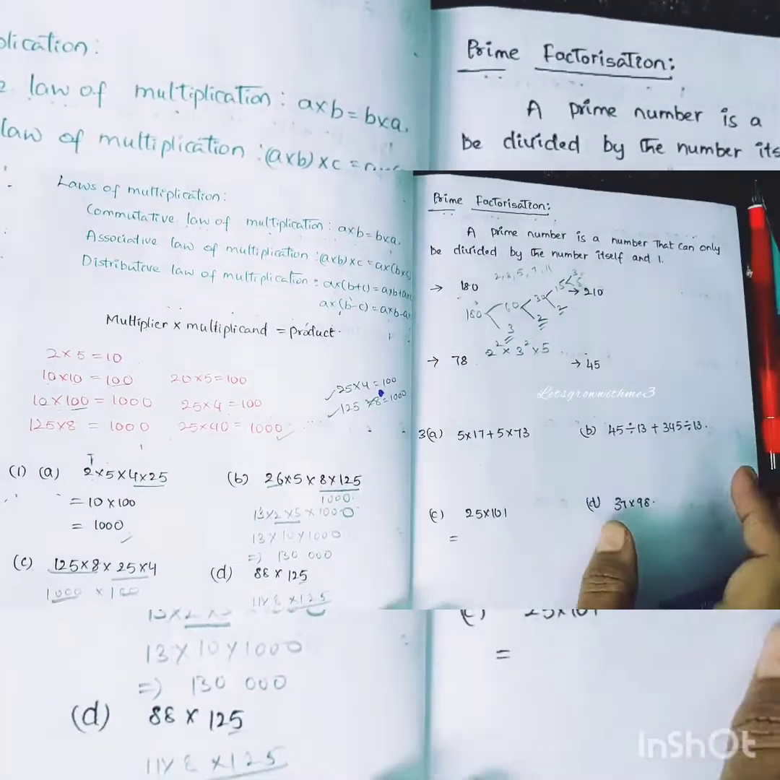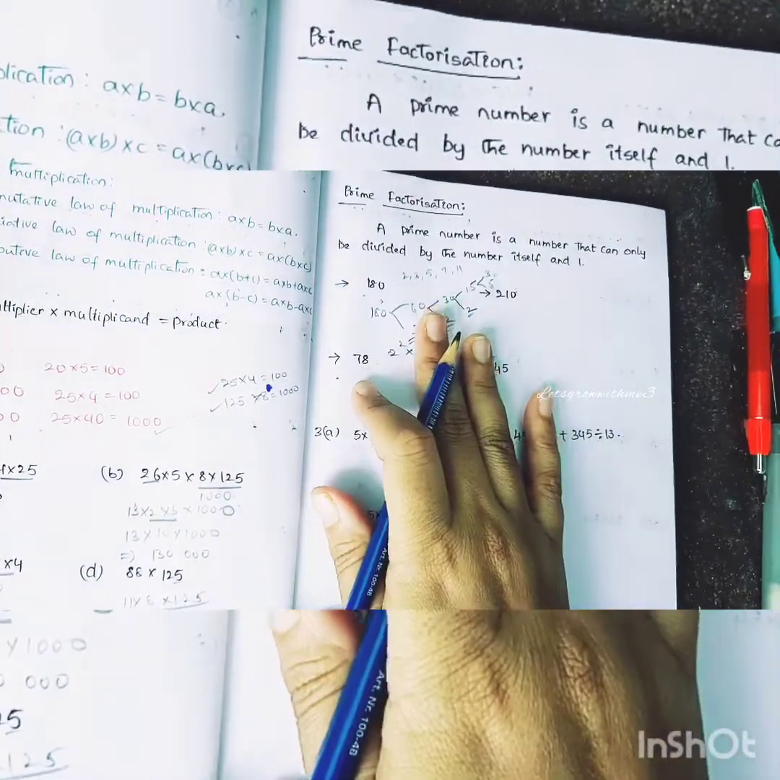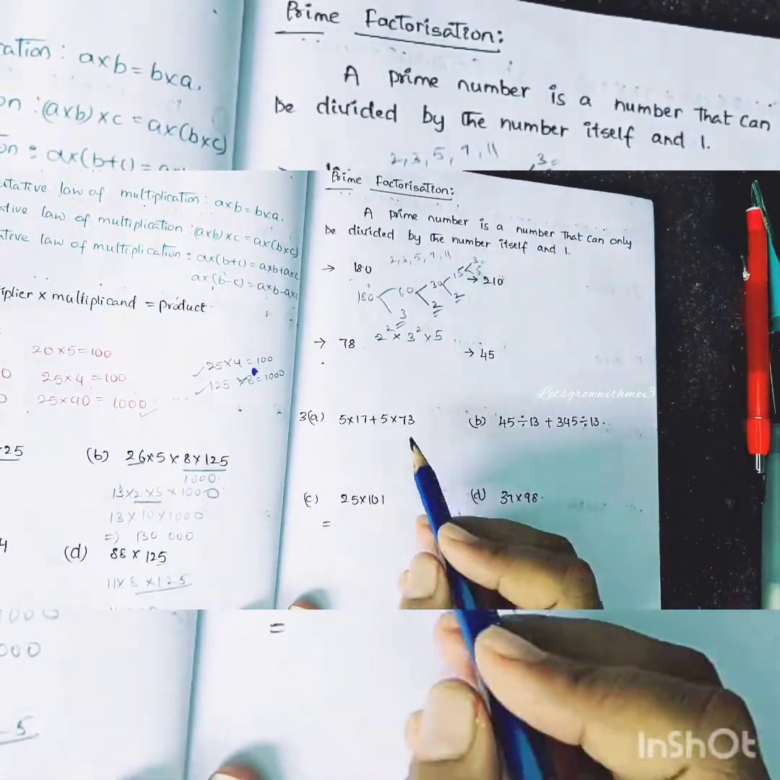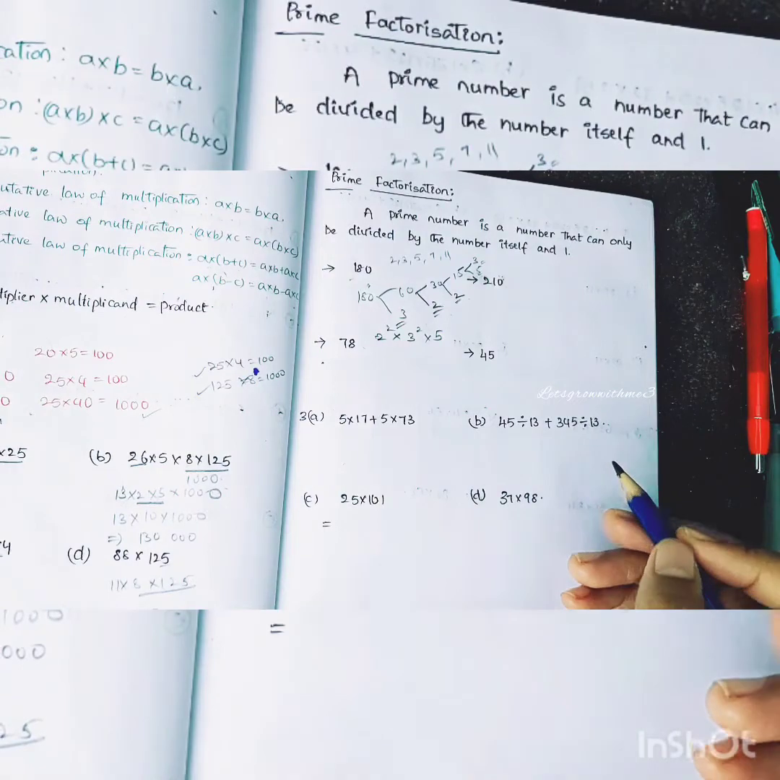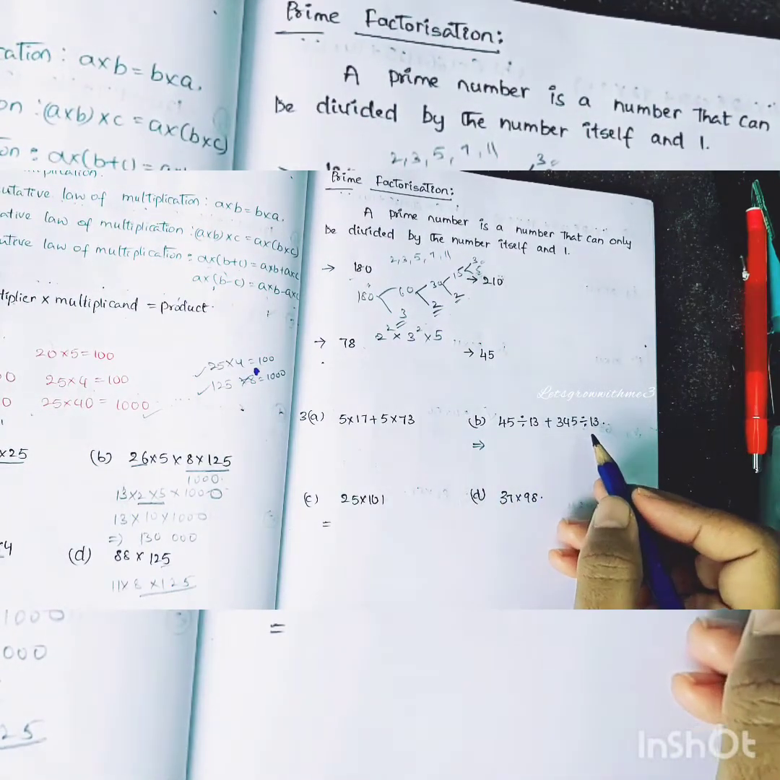I'll try to show different examples of how we can simplify the multiplication and division process. Of course, we can't apply this to all the questions, but wherever it is possible, if you apply these things, then it would be very easy for us.